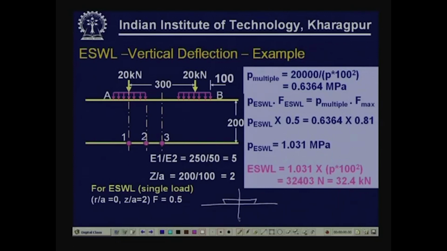for a given single wheel load, R equal to 0, Z by A is 2, for this F will be 0.5. So, this is also determined. So, we only need to determine what is the tire pressure corresponding to equivalent single wheel load. From this expression you can calculate it as 1.031. Once we have the tire pressure corresponding to equivalent single wheel load, we can calculate the equivalent single wheel load: tire pressure multiplied with the contact area, since we know the radius of load contact. So, this gives us 32.4 kilonewton.